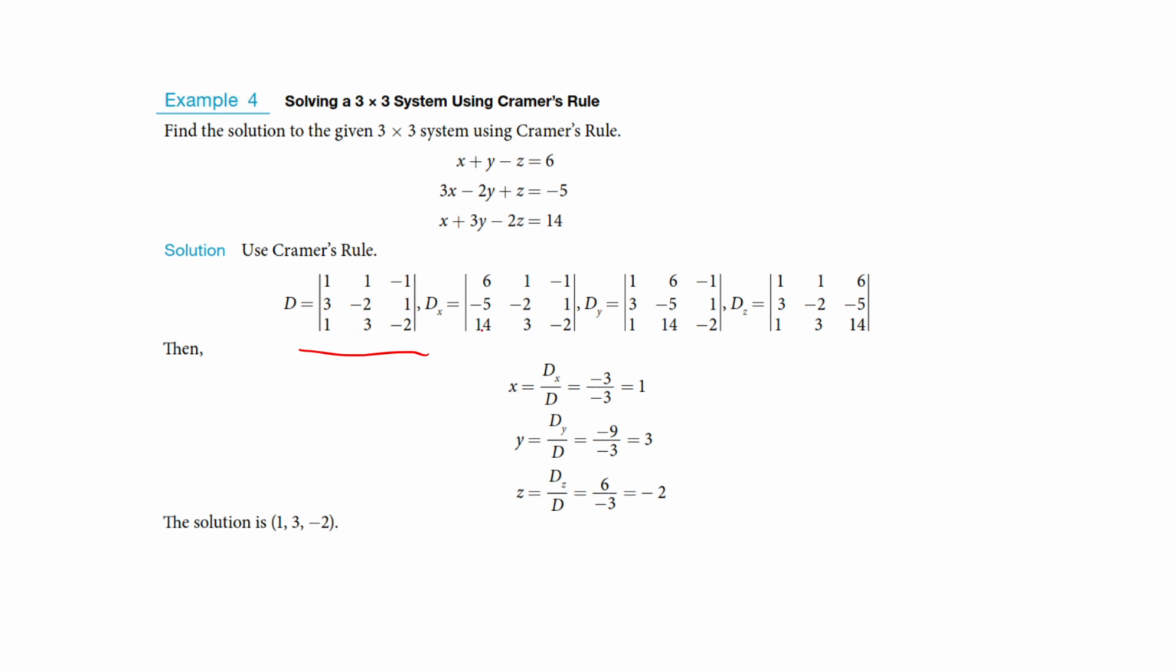Now D sub x is going to replace all the x values with the solution column right here. D sub y is going to replace the coefficients in the y column with the solution column. And then D sub z is going to extend that idea. We just now have a third one. We're going to replace the coefficients in the z column with the solution matrix. Okay, so now we just have 3 variables, but the concept is exactly the same. Crunch down these determinants, and we get our solution set.